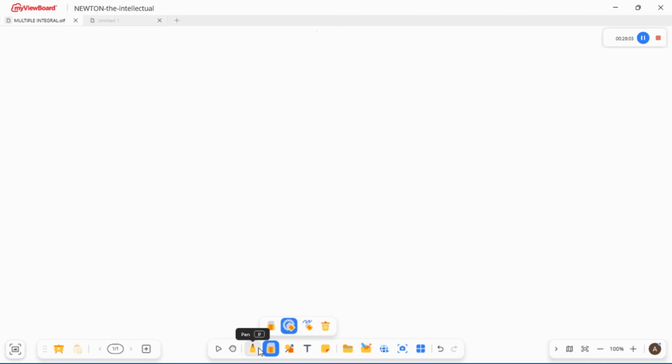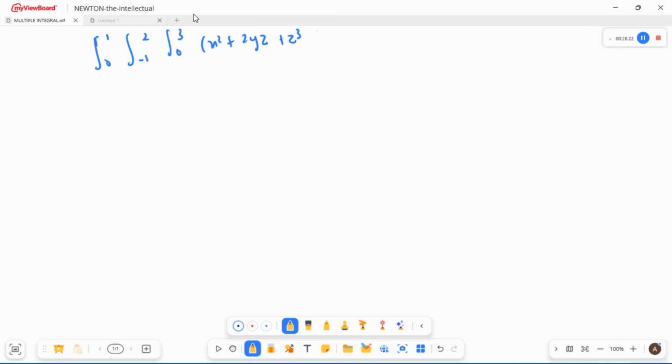All right. So the question I have here is the integral from 0 to 1, the integral from minus 1 to 2, and the integral from 0 to 3 of x squared plus 2yz plus z cubed, dz, dy, dx. Now, what does this mean? It means that for dz, this is the limit.